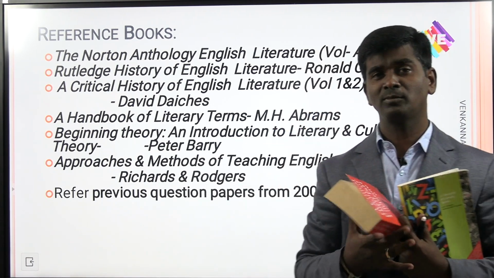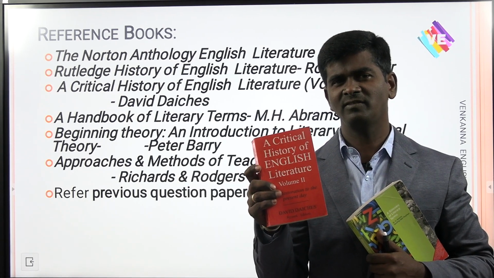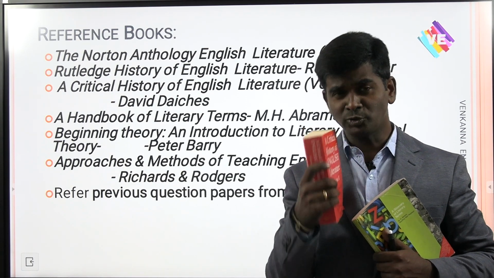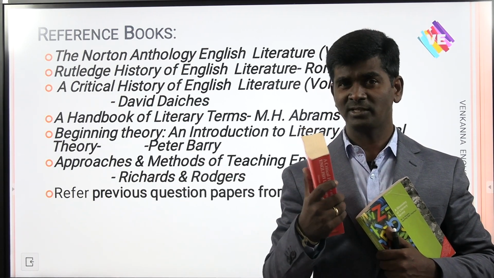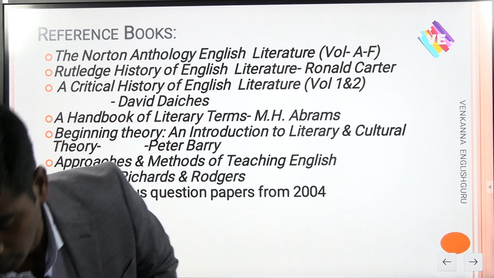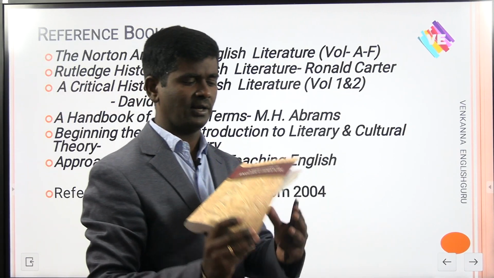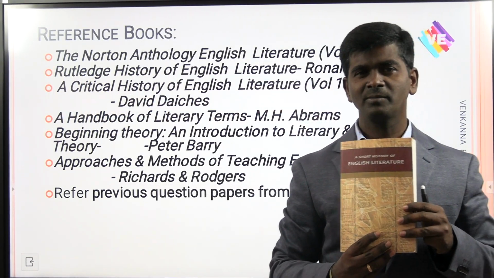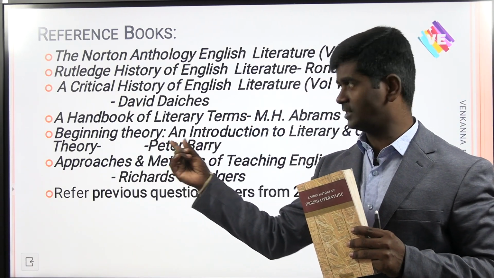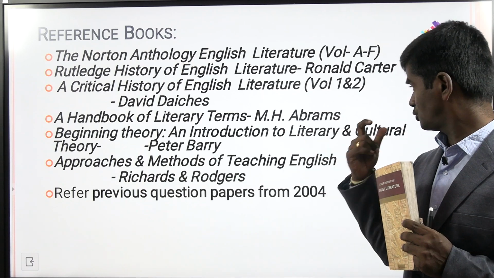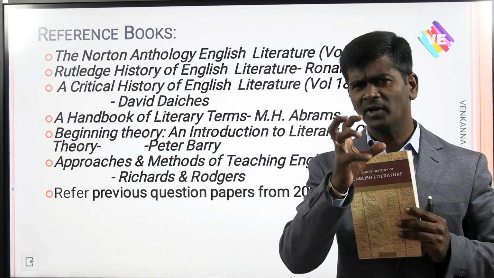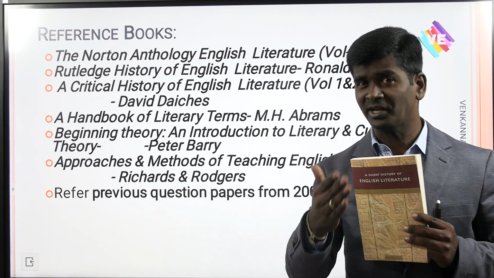And I would suggest another book, A Critical History of English Literature by David Daiches, a very important one, but mainly you need to read volume 2 and focus on the Romantic, Victorian, and modern periods. That is going to help you a lot. Next, if you want to have some more idea, A Short History of English Literature by Pramod K. Nayar, this is also a wonderful book for you. And with regard to criticism, you can read Beginning Theory: An Introduction to Literary and Cultural Theory by Peter Barry. A wonderful text which will give you a lot of information with regard to criticism.